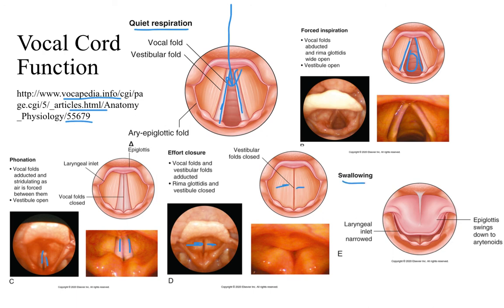And then during swallowing, what you see is not only the vestibular folds closed, but now you see the epiglottis coming and closing off this area, and then the bolus of food is going to be directed towards either side and forced down into the esophagus on the posterior side of the larynx, down the laryngopharynx and into the esophagus.